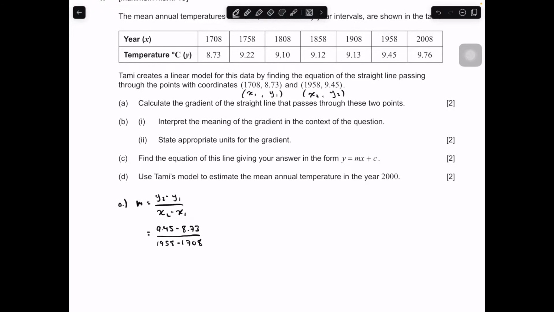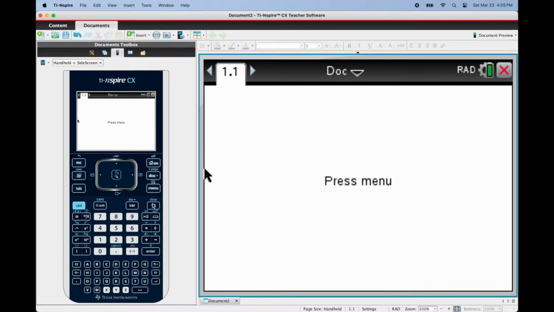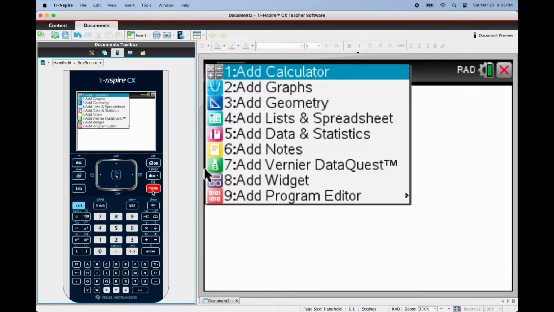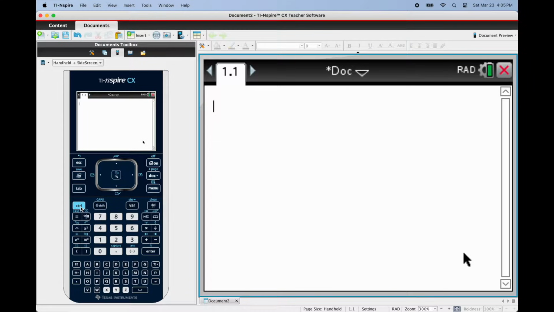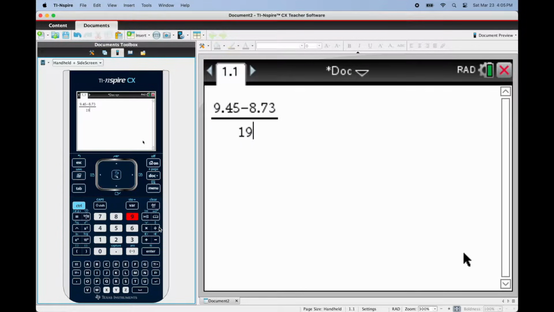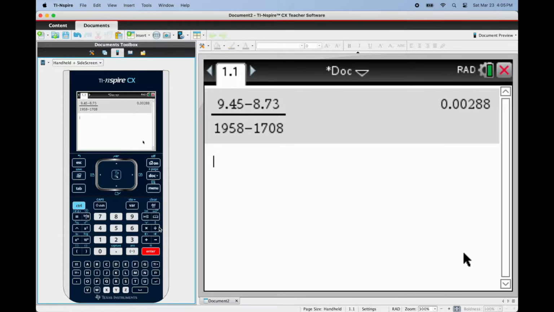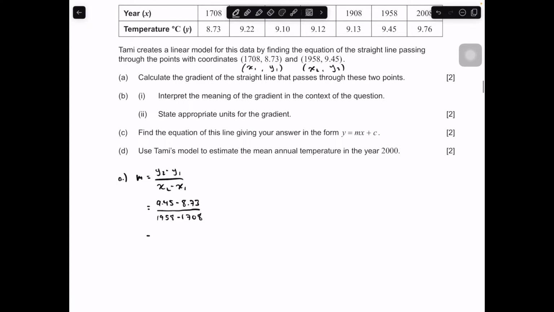Okay, let's go ahead and calculate this. Just bring up the calculator screen. Here we go. And let's solve. Okay, let's get a fraction. 9.45 minus 8.73 over 1958 minus 1708. Okay, going back to the document. Actually, here we have 0.00288. All right, so let's go back to the document and write this out. 0.00288, and that's already to 3 sig figs.